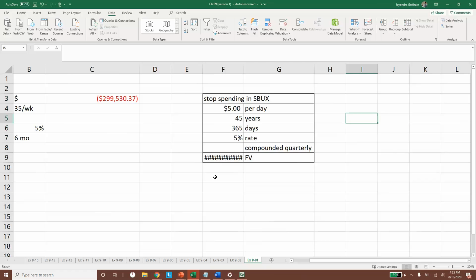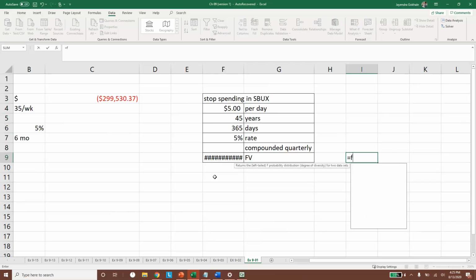Alright, so let's just do it here. Equals FV. The rate is 5%. Whoa, wait, it has to be compounded quarterly, so we have to consider quarters. And the number of periods, now there will be 45 years times 4 quarters. The payment per quarter, now that's where the trick comes in.